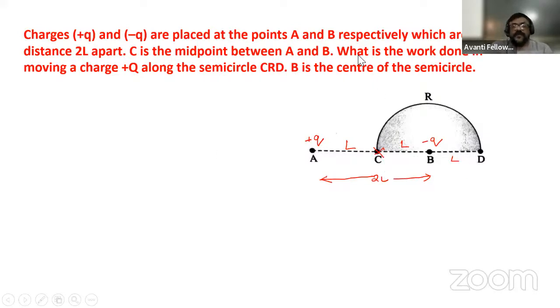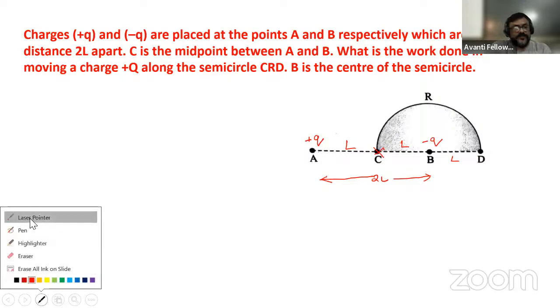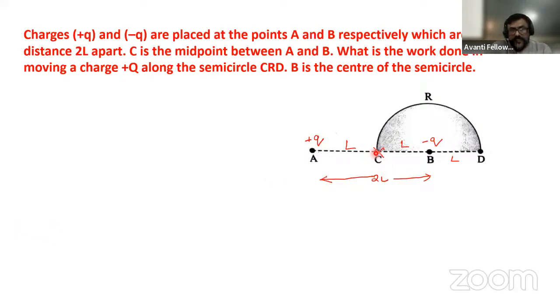Now, what have they asked? What is the work done in moving a charge positive Q along the semicircle CRD? So I am moving a positive charge from which point? From this point C. Along the semicircular path, I will reach R, then I will go to D. You have to calculate the work done for that.